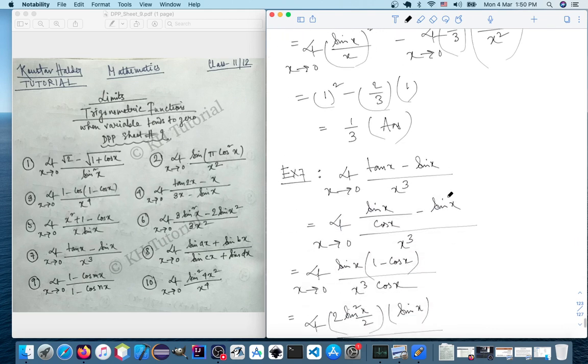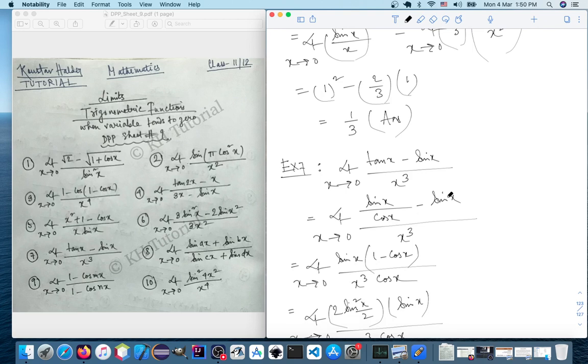In the next video, I will do part 2 of these trigonometric functions, when variable tends to 0, I will solve some more harder problems, and then we will move to trigonometric functions when variable x tends to a non-zero value. In that, we will try to change the variable to 0 and we will solve the problems. So thanks for watching.